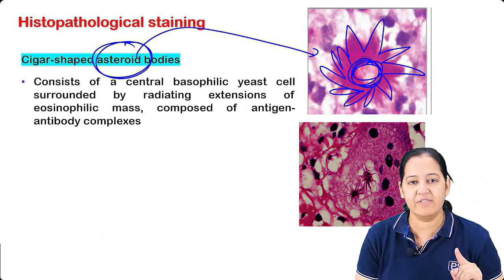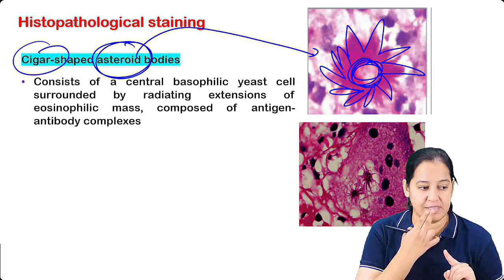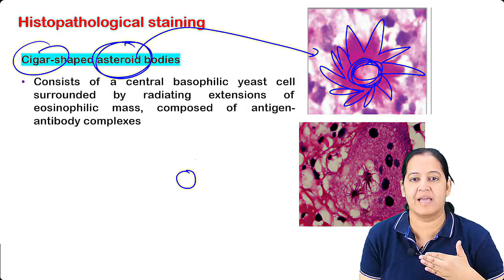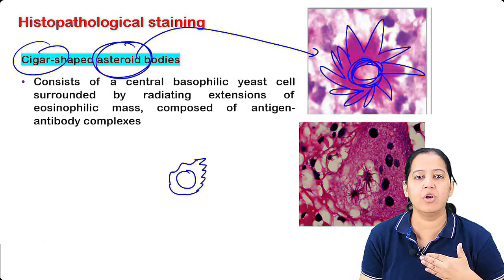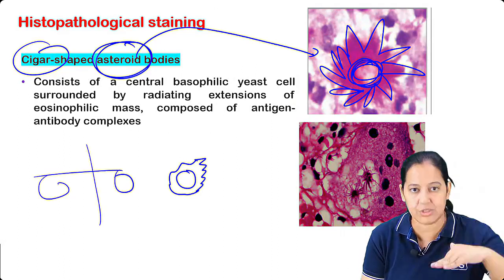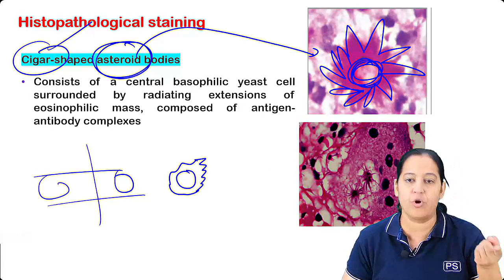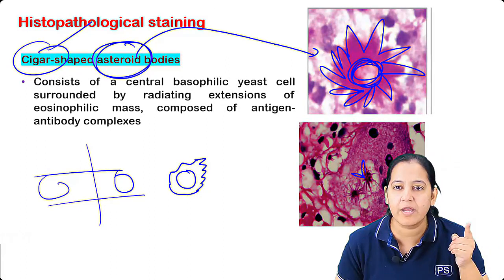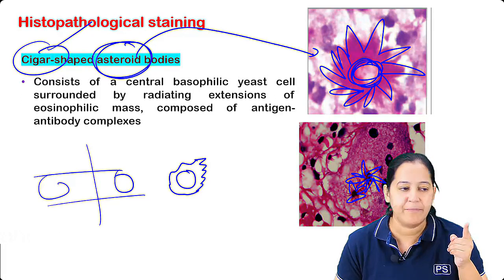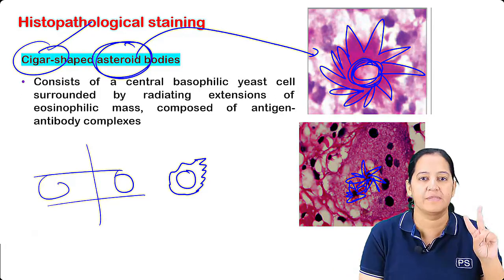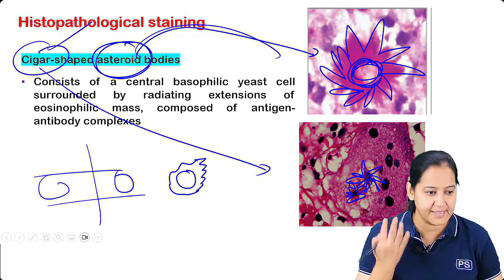Asteroid body. Have you seen a cigar? The transverse cut of a cigar is like this only, not the longitudinal. I'm showing you the transverse cut. So it is also known as cigar body. Either you say asteroid body or cigar body, it's one and the same. And here also you can appreciate the stars. So say the two names: asteroid body, cigar body.